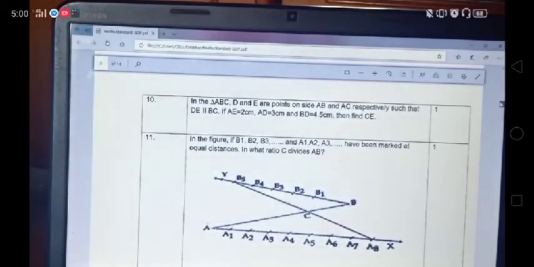In the figure, if B1, B2, B3 and A1, A2, A3 have been marked at equal distance, in what ratio does C divide AB? Here one diagram is given, marked at equal distance. We have to find the ratio in which C divides AB. Here, how many A's are there? A1, A2, 1, 2, 3, 4, 5, 6, 7, 8. And B is 1, 2, 3, 4, 5. So the ratio is 5 is to 8. That's it. It is only a 1 mark question. So the answer is 5 is to 8.